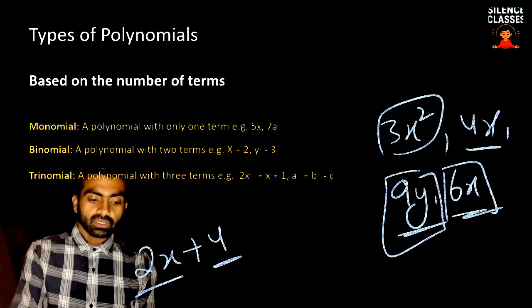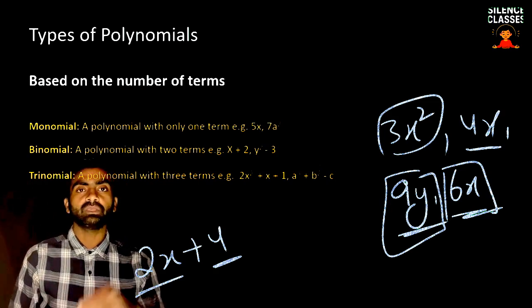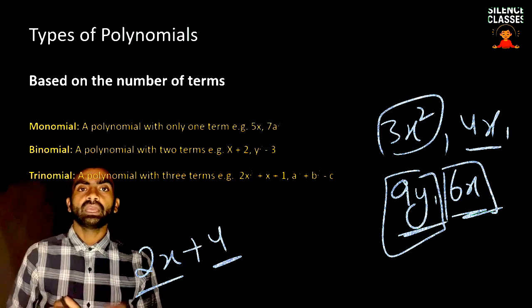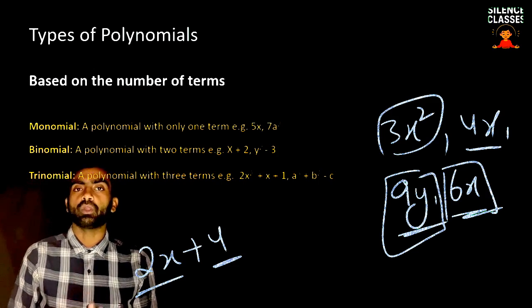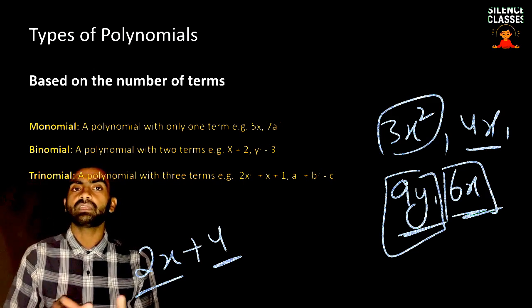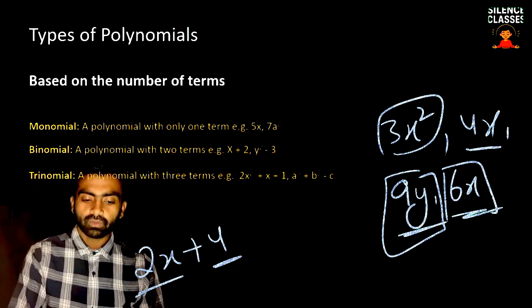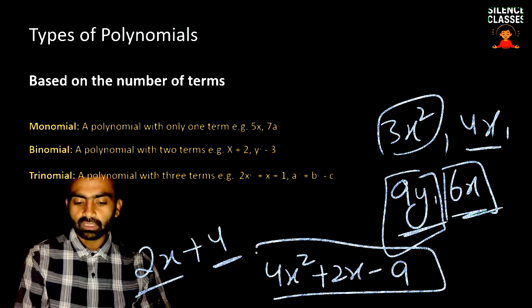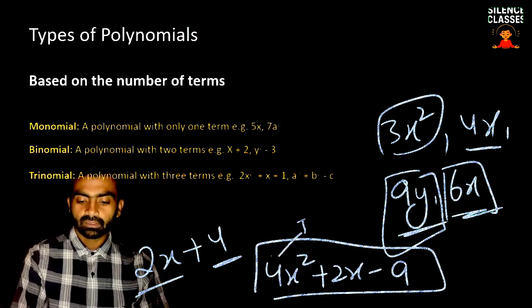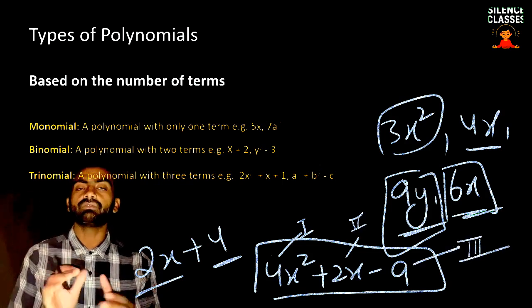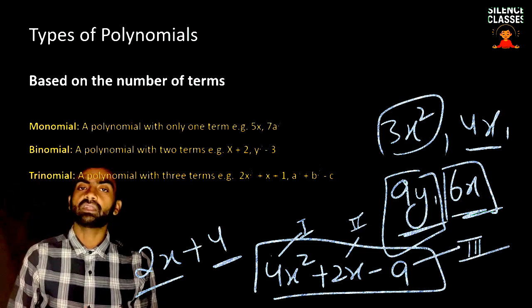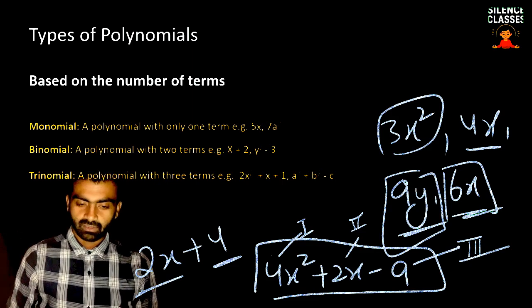Okay, so now we will talk about trinomials. Trinomials means three. Wherever there are three terms written in any equation, and it is asked which type of polynomial it is, you guys can say that it is a trinomial. For example, 4x square plus 2x minus 9, you guys can check it out. This one is the first term, this one is the second term, and this one is the third term. Whenever three terms are there in the expression, you can say this is a trinomial.